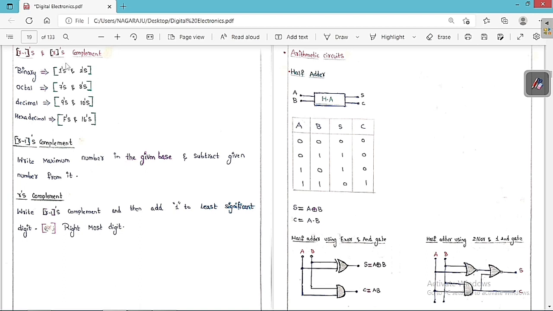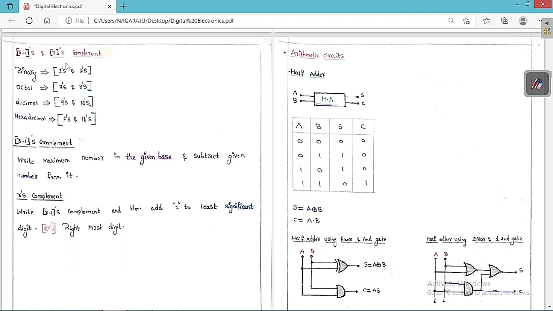R is the radix, or base, of a number system. For binary, the radix is equal to 2, so we get 1's complement and 2's complement. For the octal number system, the radix is equal to 8, so we get 7's complement and 8's complement. For the decimal number system, the radix is equal to 10, so we get the 9's complement and 10's complement. And for the hexadecimal number system, the radix is equal to 16, so we get 15's complement and 16's complement.